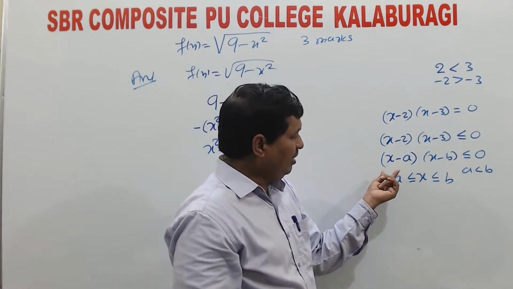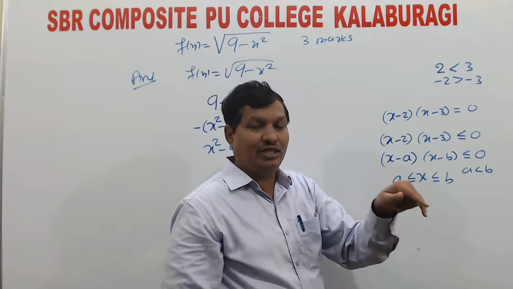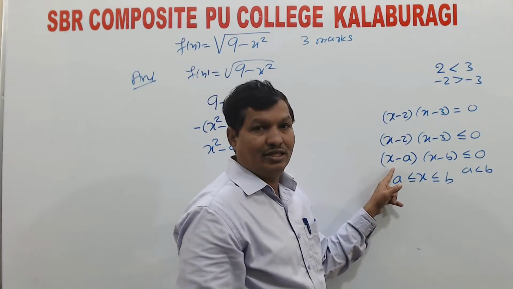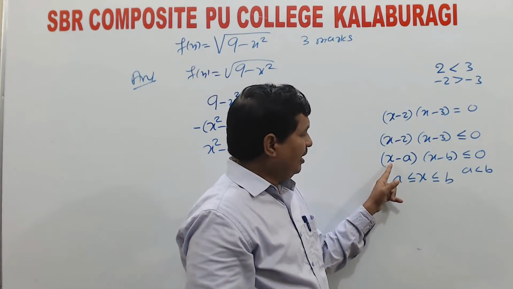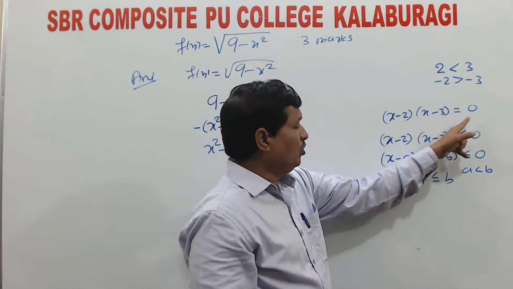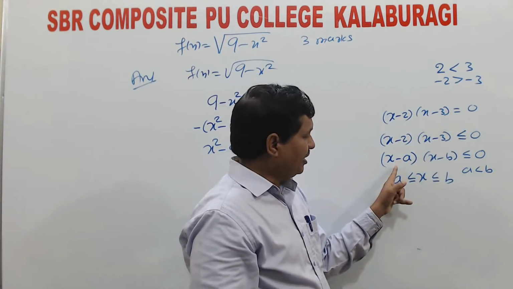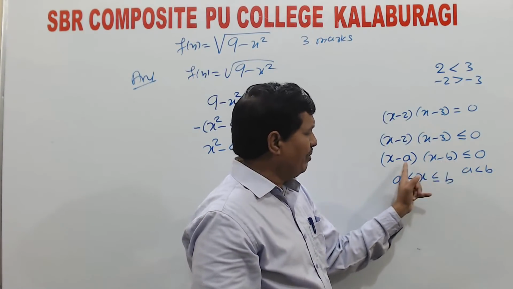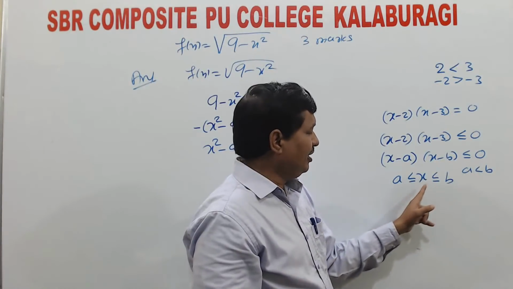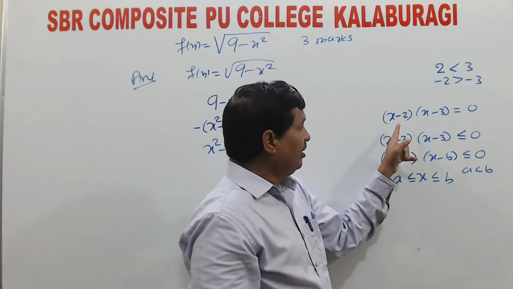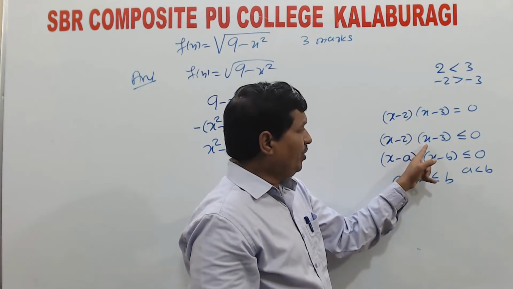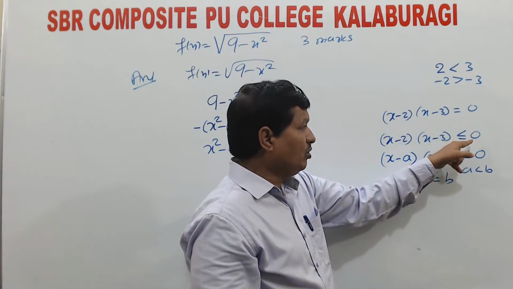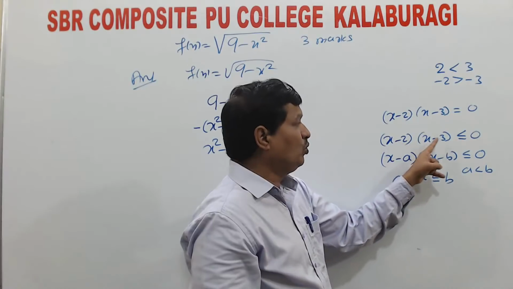One theorem is there actually for inequality. One more chapter in the PUC first year is inequality, where you will discuss this concept later in detail. X minus a into x minus b equal to 0 means x equal to a or x equal to b. X minus a into x minus b less than or equal to 0, if a is less than b, then the value of x lies between a and b. So x minus 2 into x minus 3 less than or equal to 0: when it is 0, x is either 2 or 3, and when it is less than 0, x should lie between 2 and 3.